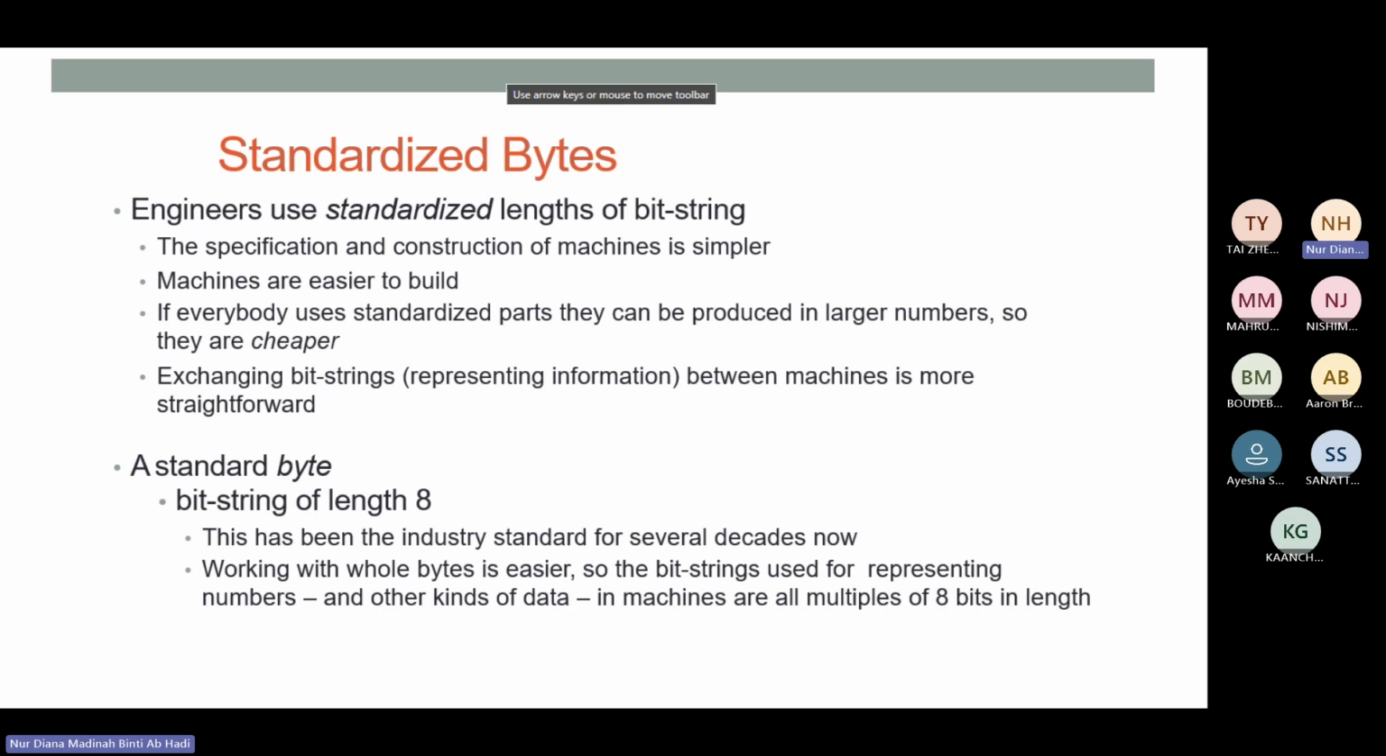So a standard byte is a bit string of 8. This has been the industry standard for several decades until now, because working with whole bytes is much easier.